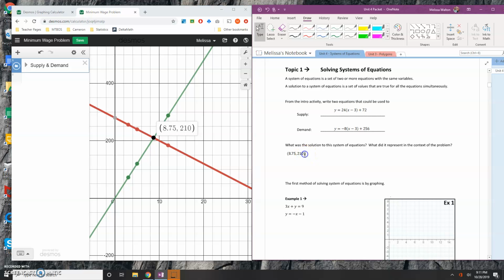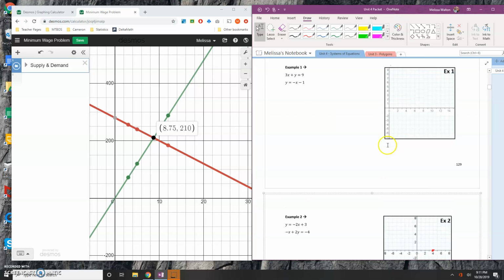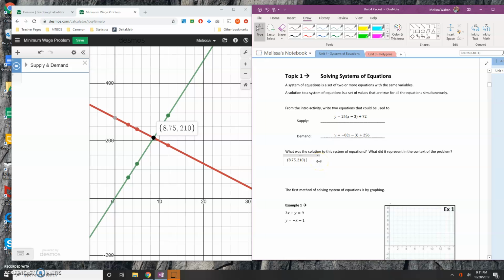So let's talk about what this meant in the context of the problem, 8.75 and 210. Well, in the context of this problem, this meant that a rate of $8.75 per hour brought in 210 applicants, which matched the amount of people the company wanted to hire. So this was the perfect solution.